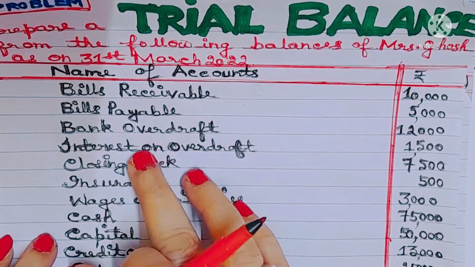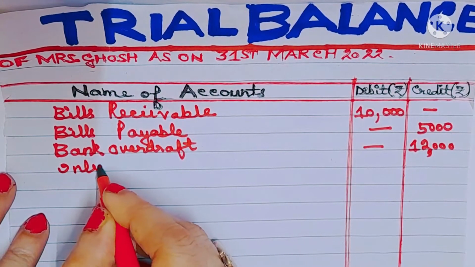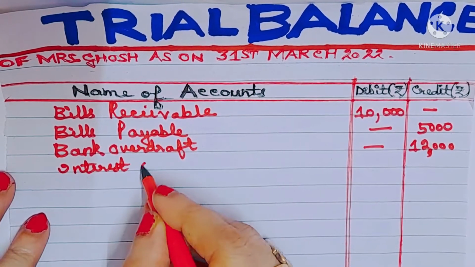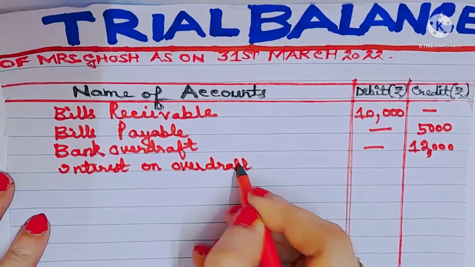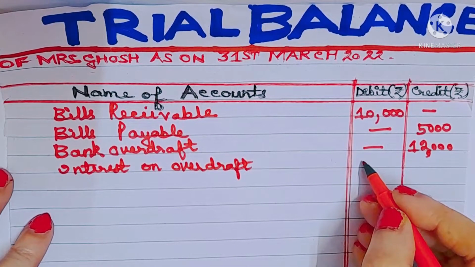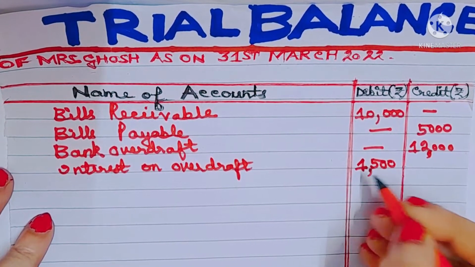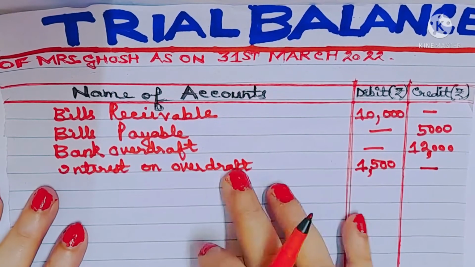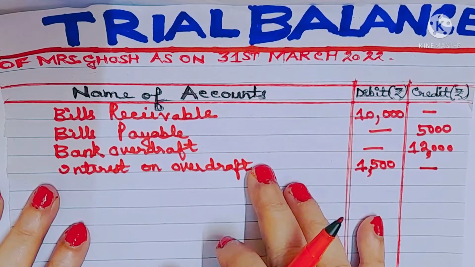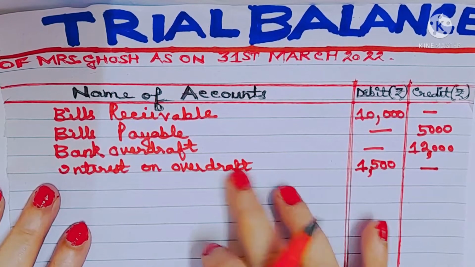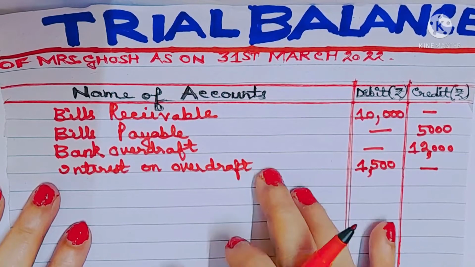The next account is interest on overdraft, 1,500. Interest on overdraft is a debit balance. That is the reason we're writing 1,500 in the debit column. But what is interest on overdraft? Interest on overdraft is an expense for the business. It falls under nominal account. According to nominal account, all losses and expenses are debited. So interest on overdraft will be debited.